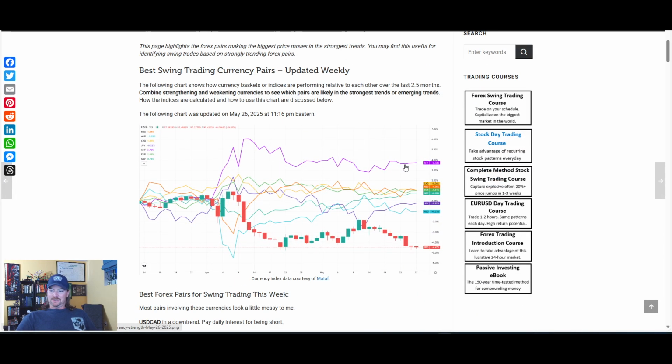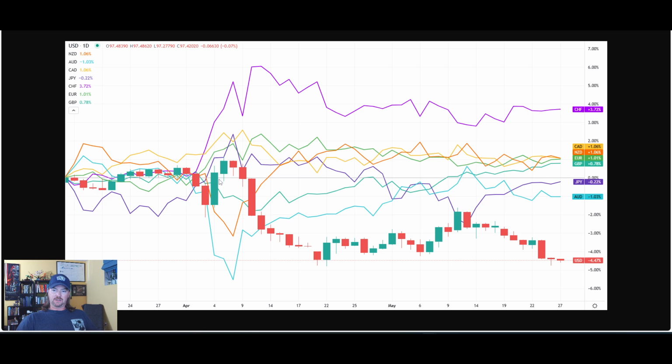We are going to look at some of the Forex pairs with strong trends. These are typically used for swing trading. As you can see from this chart, this is an index of each of the major currencies. So you can see the US dollar, NZDUSD, and it's basically a basket against all the other currencies listed here.